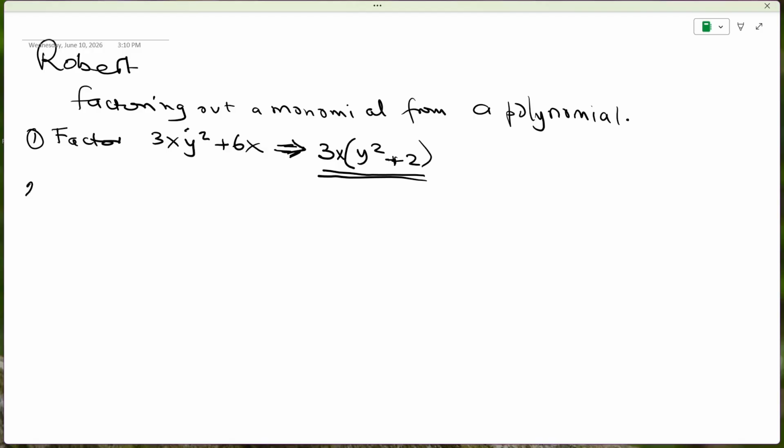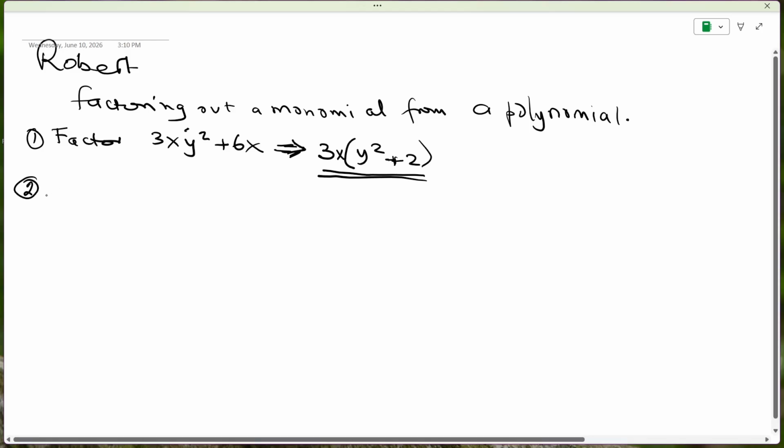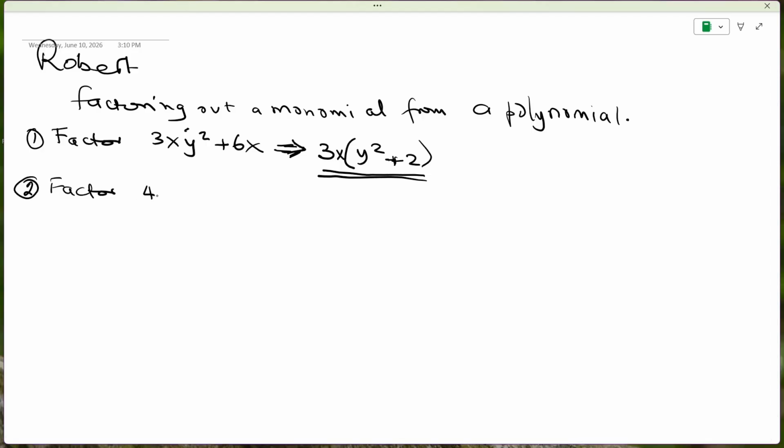Now, let's look at the second example. You're supposed to factor 4a squared minus 8ab. Again, we try to bring out what's common in the given parts of the polynomial. We have a 4 here, we have an 8 there, so we can bring out a 4. And then we have an a here and an a squared there, so we can bring out an a. And then that's about it.